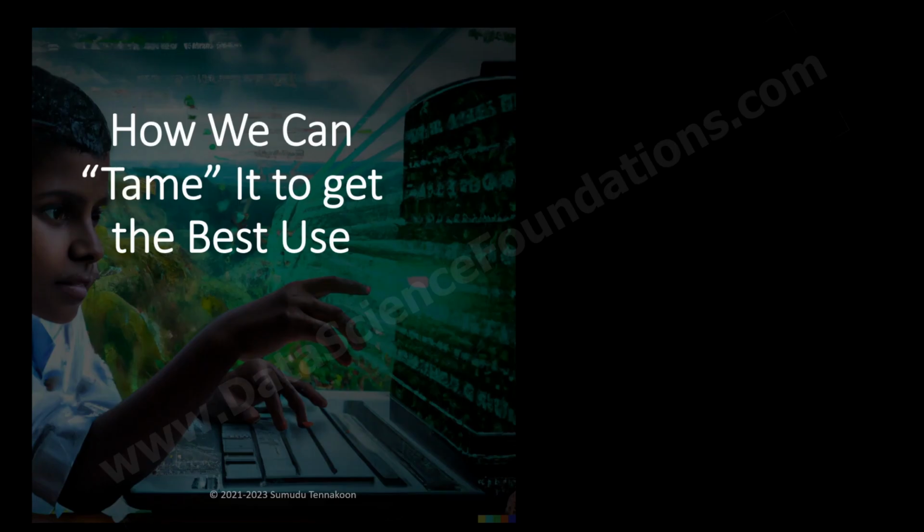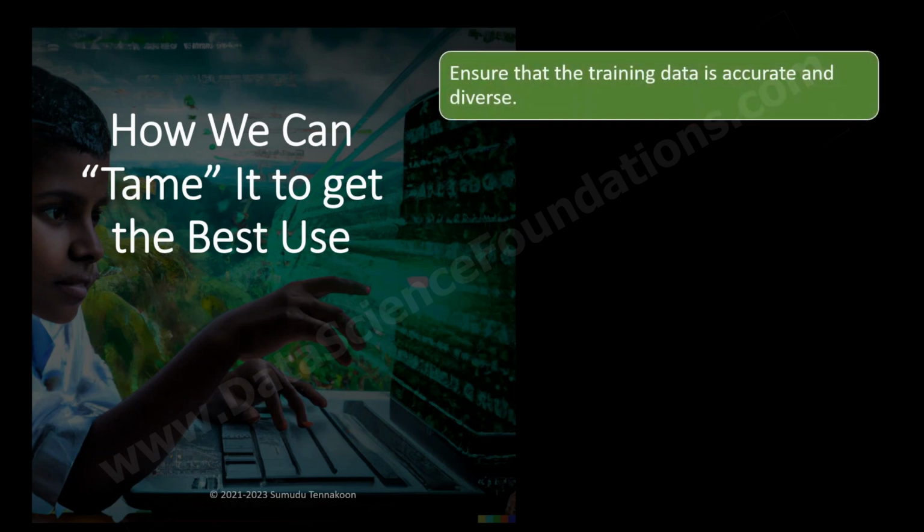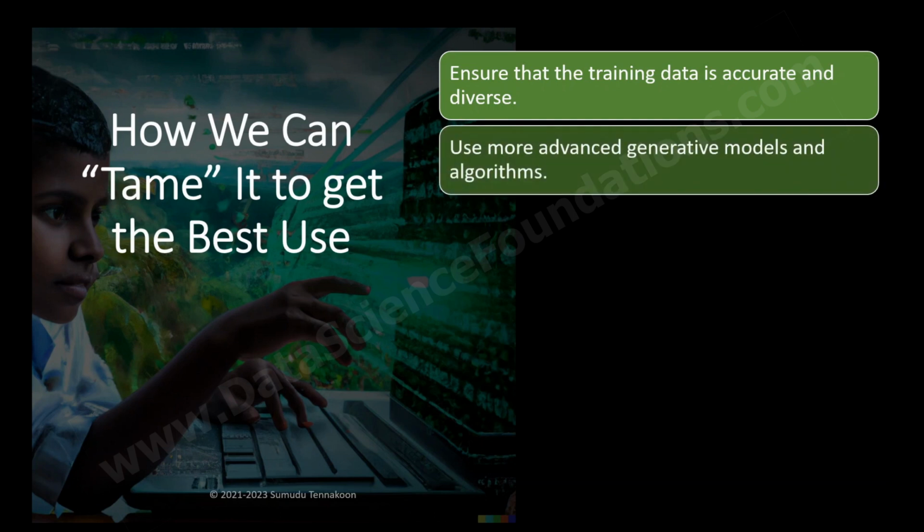If we think of generative AI as a beast, or something that can go out of control, we should have a way to tame it, or a way to use it for our best, right? So what are the things we can do? We can ensure that the training data is accurate and diverse. We can think very carefully about the training data being used to train the model. We can have a very thoughtful training process, to have less bias based on the data we feed in.